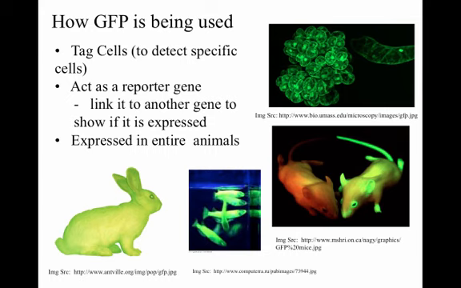And then lastly, on the very left, you have Alba. Alba is the green glowing bunny. She was actually a bunny that was genetically engineered to express GFP in all of her cells, and so she did, in fact, glow green.